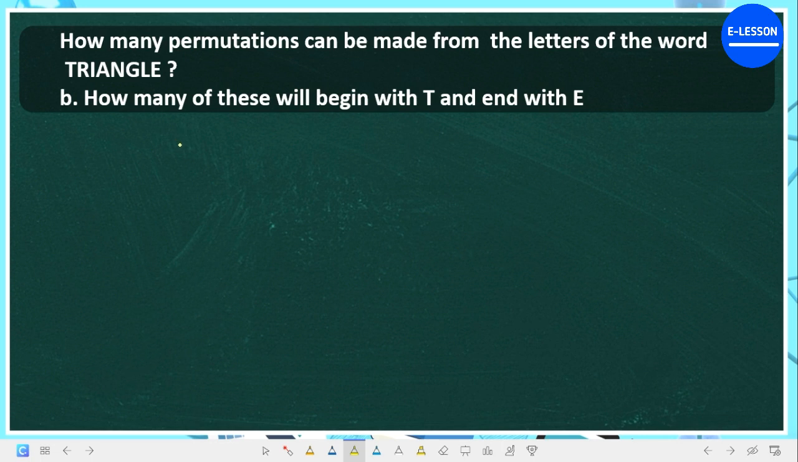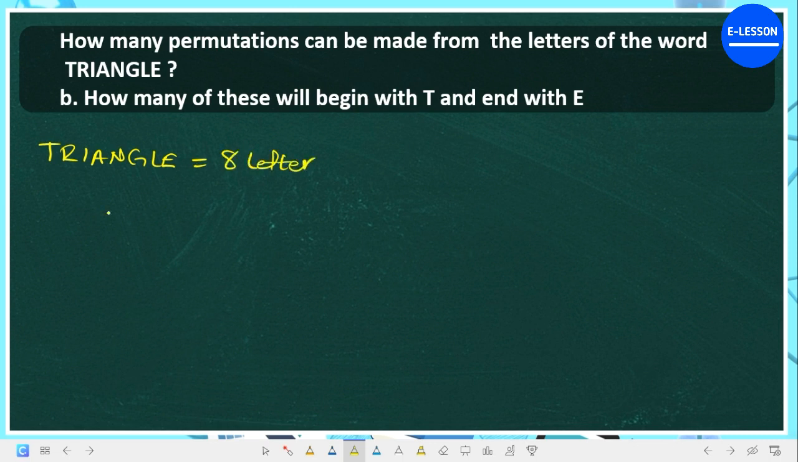Now let's take this question. The question says, how many permutations can be made from the letters of the word triangle? The first thing we ought to do when we have a question like this is write out the word: triangle. Now we count the number of letters in triangle. We have 1, 2, 3, 4, 5, 6, 7, 8. So we have 8 letters.